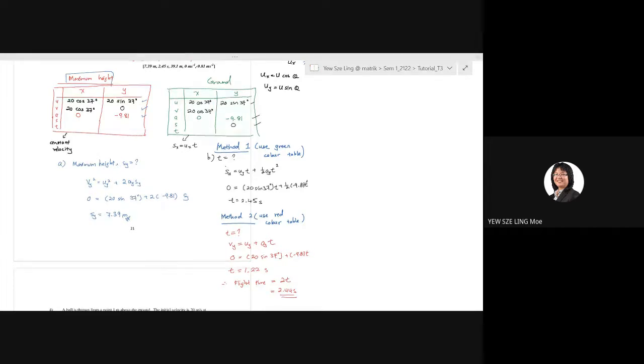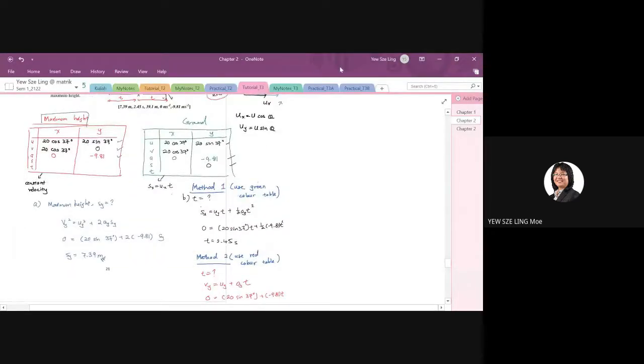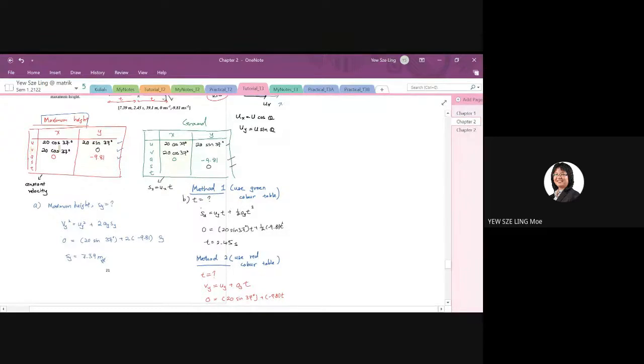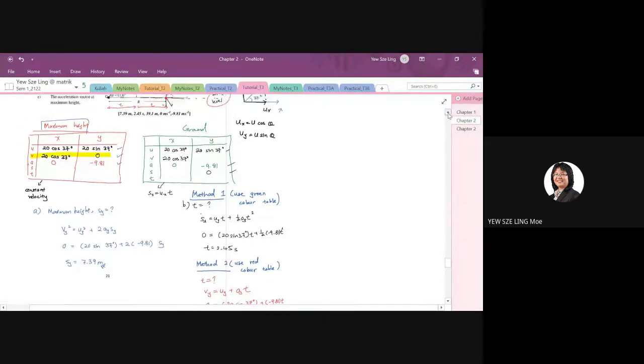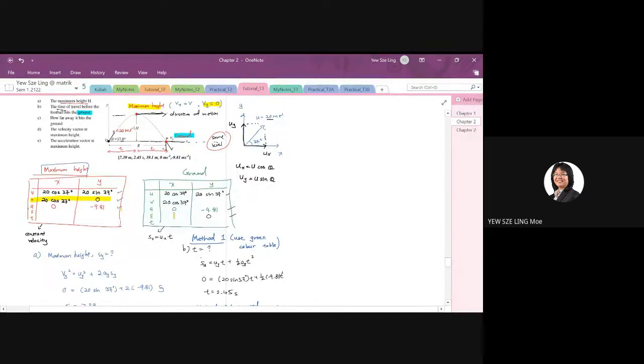So if you look at the table, for Vy, when the object is at the maximum height, our Vy is always equal to 0. And then Sy, we don't have the value. We need to find it. But when the object reaches the ground, we don't have the final velocity. We don't know what is the value. But what we do know is the S.